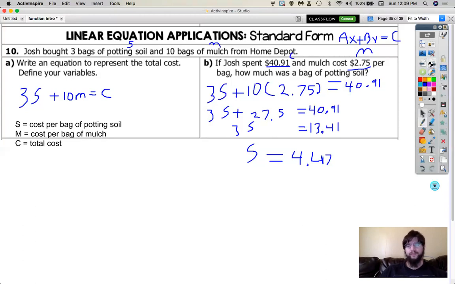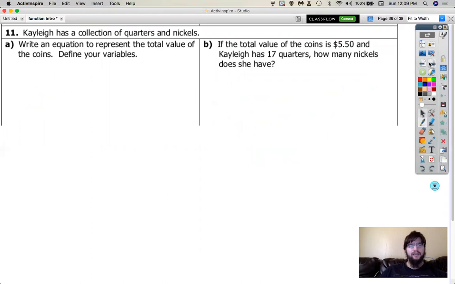Look at one more example. Kaylee has a collection of quarters and nickels. I'll call that Q and N. Why not? Write an equation to represent the total value, so I'll call that V, of the coins. Oh, how much does a quarter value? A quarter values 25 cents. I'm putting 0.25 because I want the value in dollars, because I don't want the value in cents. I mean, it doesn't specify, but whenever I'm thinking money, I'm thinking dollars, not cents. How much is a nickel worth? 5 cents. So that'd be 0.5, right?